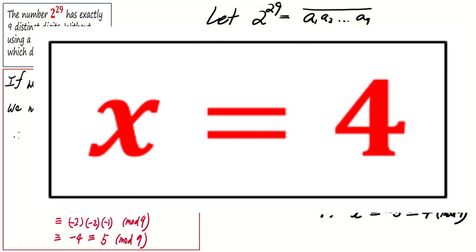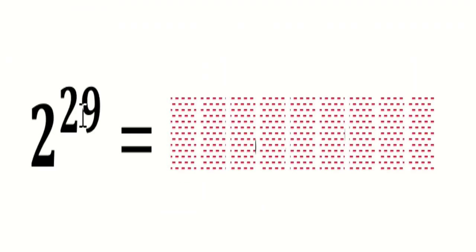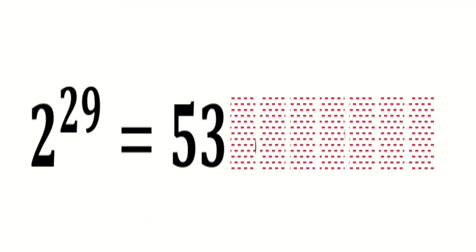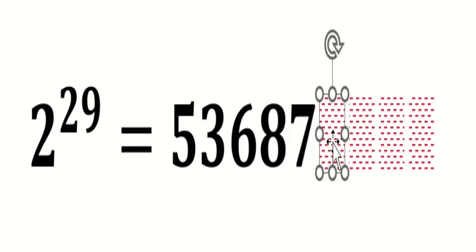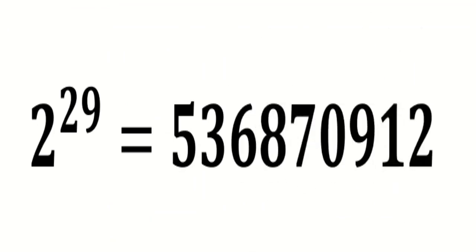For the information, 2 to the power of 29 is 536870912, with digit 4 missing, as proved just now.